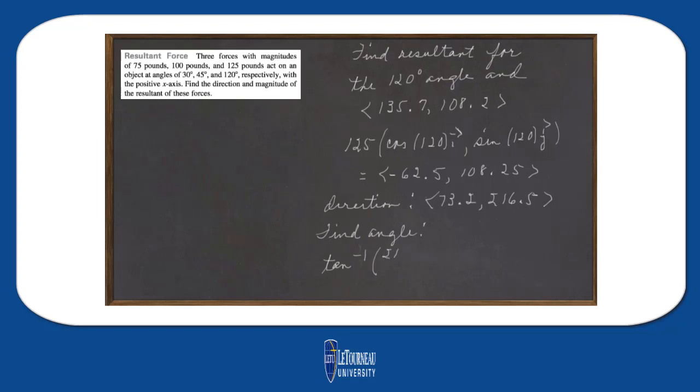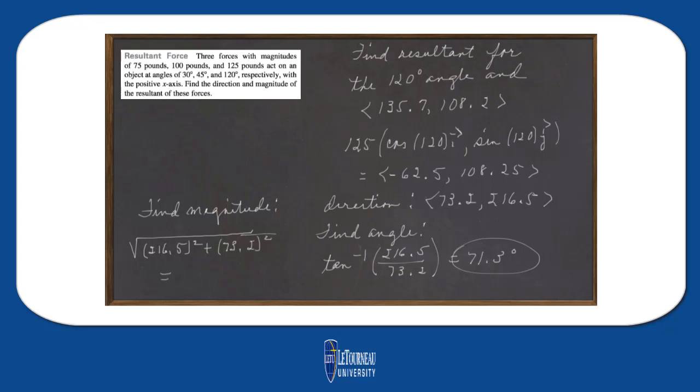So if we want to find the angle, then we go with the sine over cosine, b over a. So our angle is 71.3. We need to find the magnitude of that. Use your calculator. You should be very good with this by now. And so that equals 228.5.